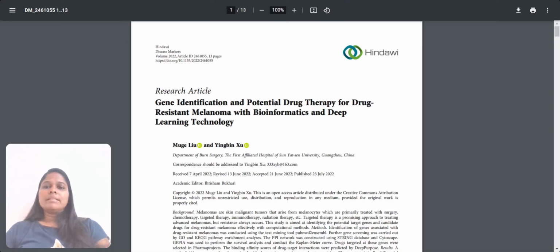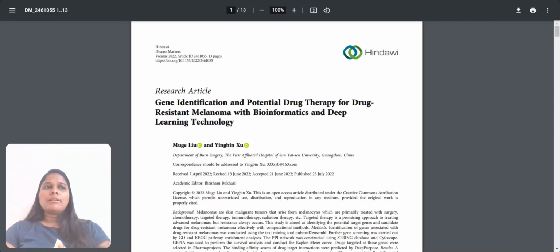So, what basically is text mining? Text mining makes it possible to collect disease gene associations automatically from large volumes of biological literature. Further, identification of genes associated with drug resistant melanomas can be done using the text mining tool PubMed to Ensemble. Gene screening was done using GO and KEGG pathway enrichment analysis.